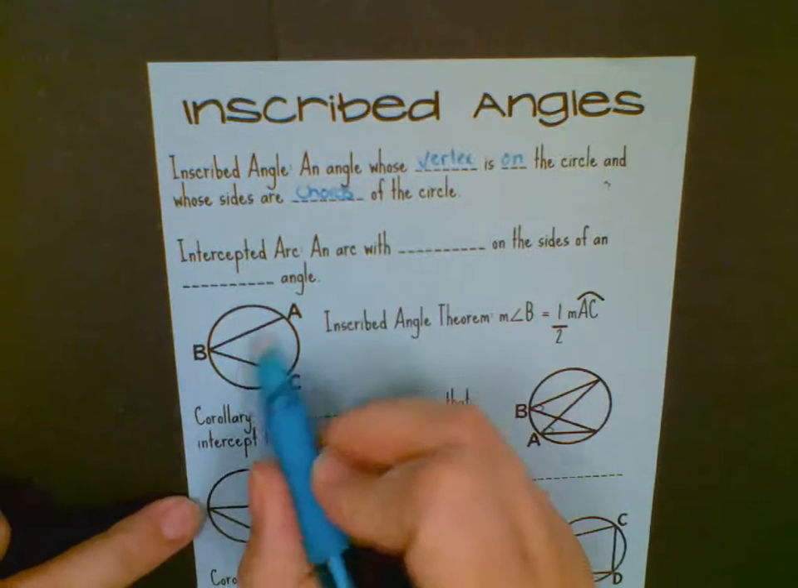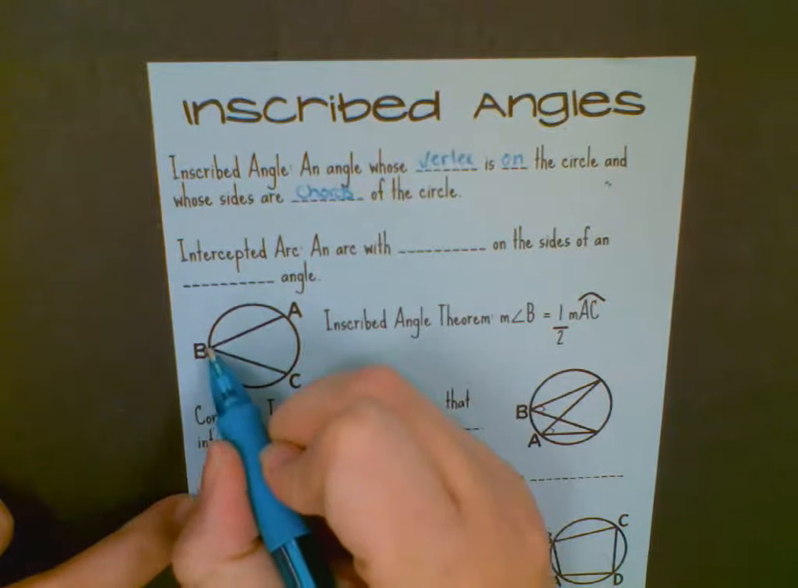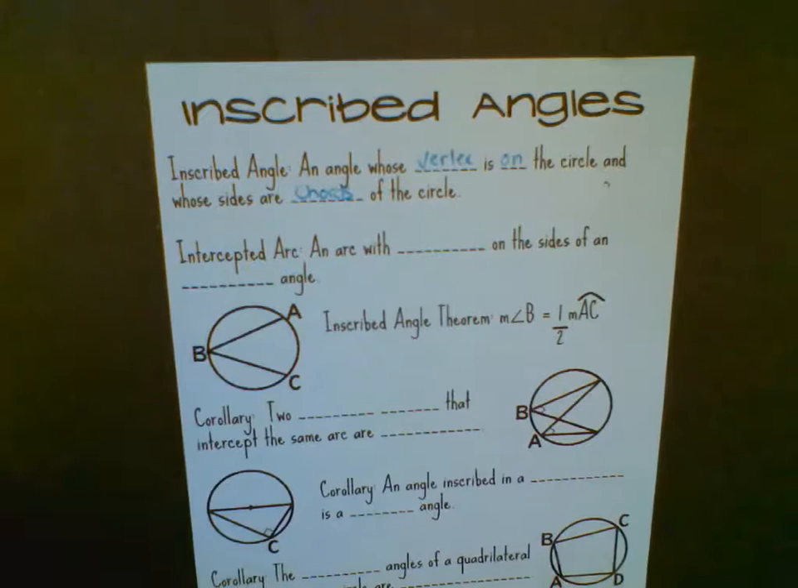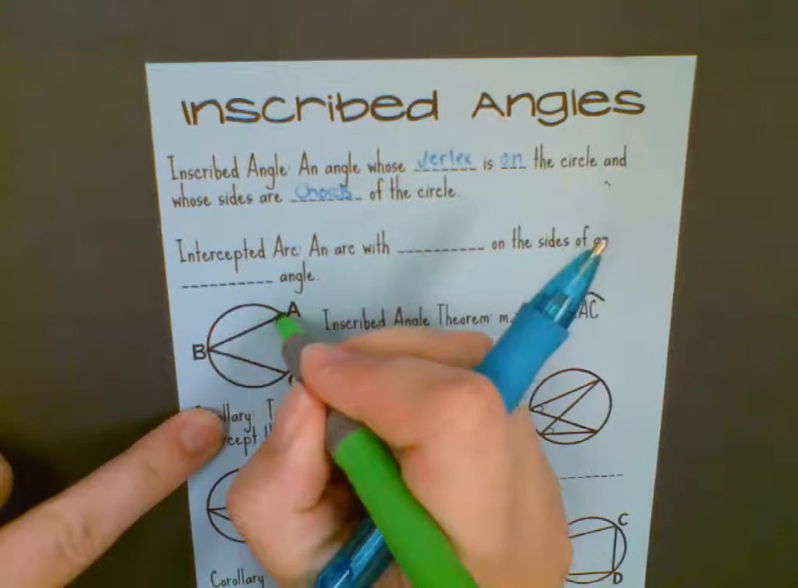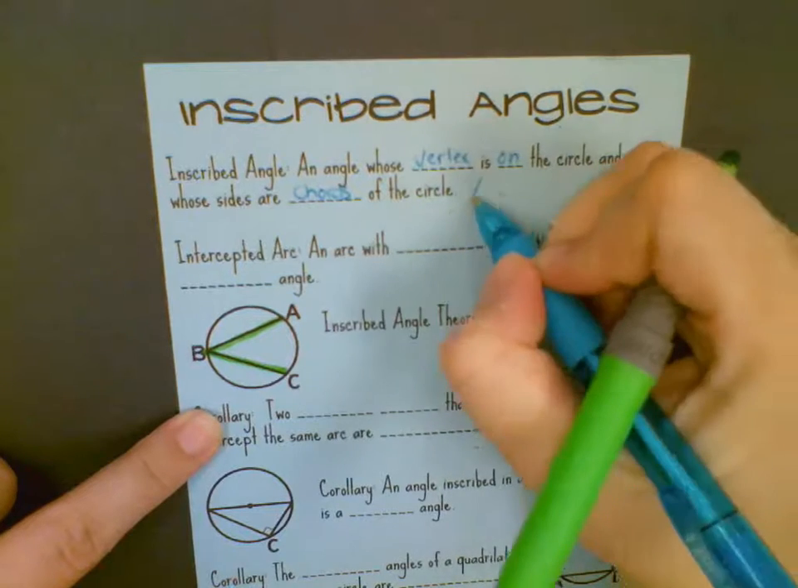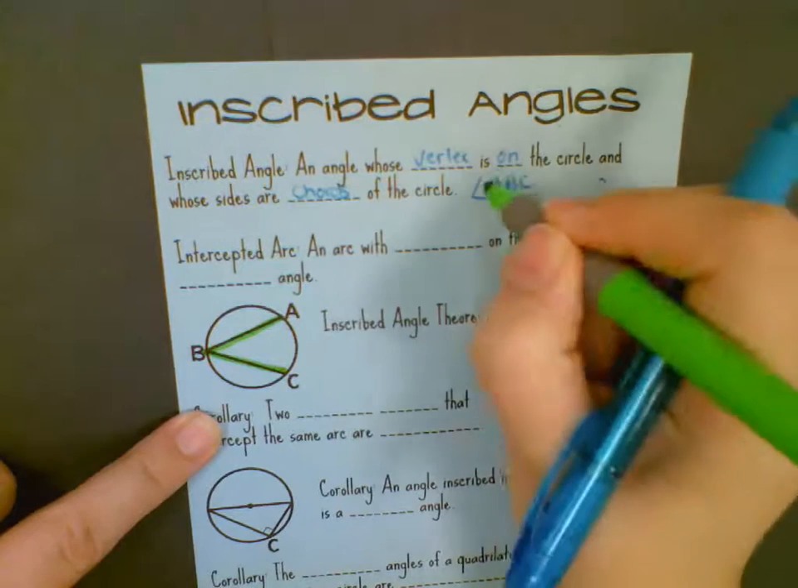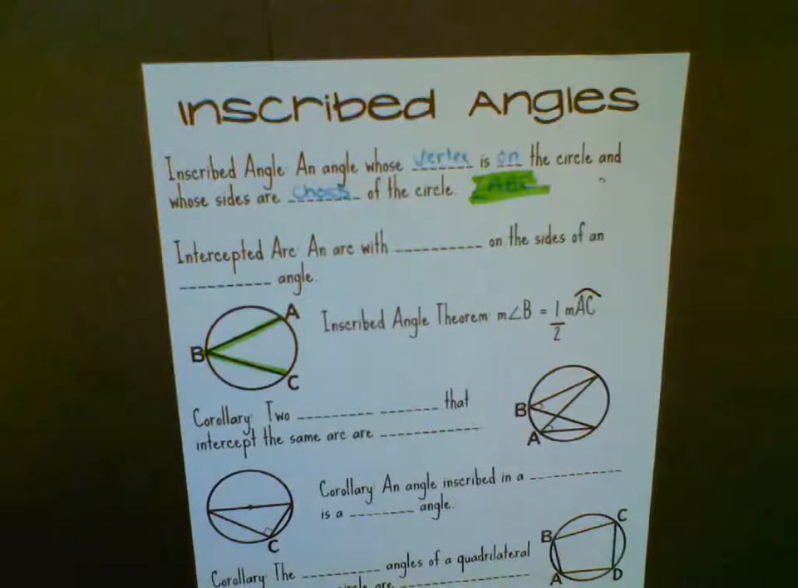So if we take a look at this circle down here, this angle here would be an inscribed angle because B is the vertex and it's on the circle. So this angle ABC is an inscribed angle, angle ABC. So that's when the vertex is on the circle.